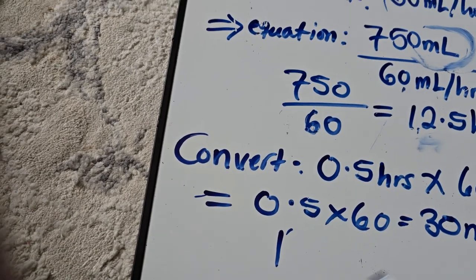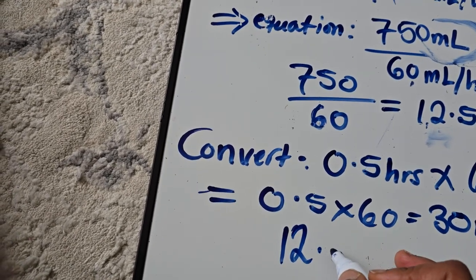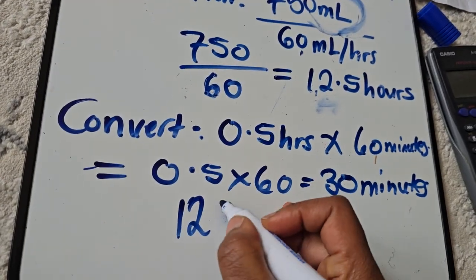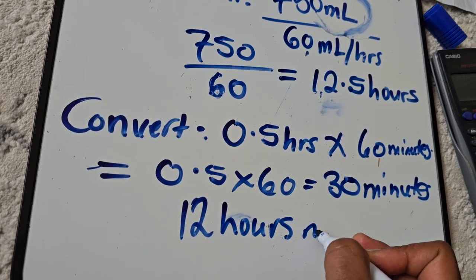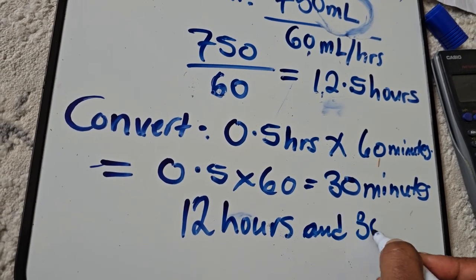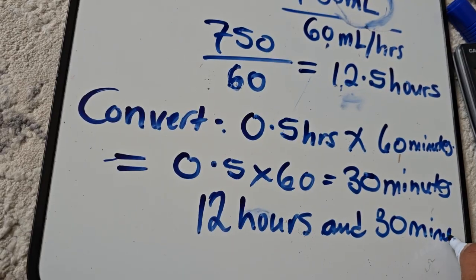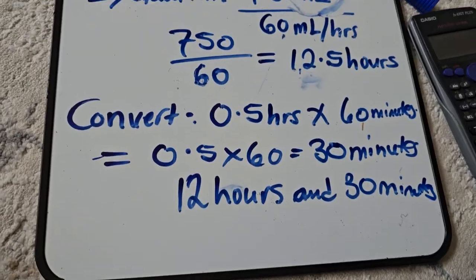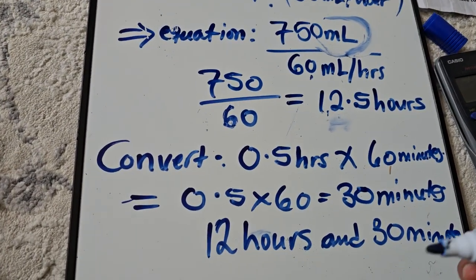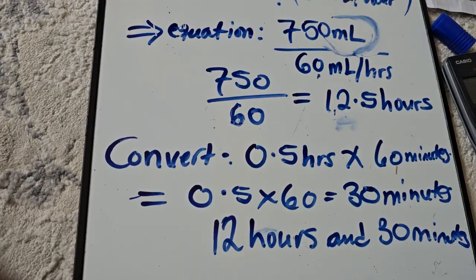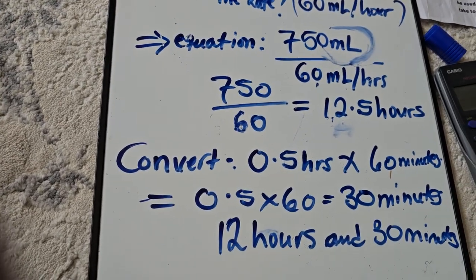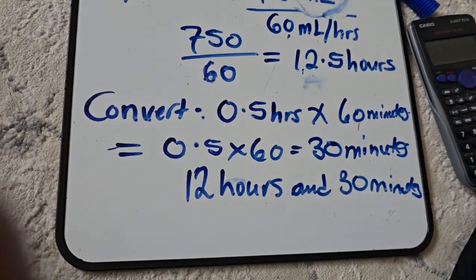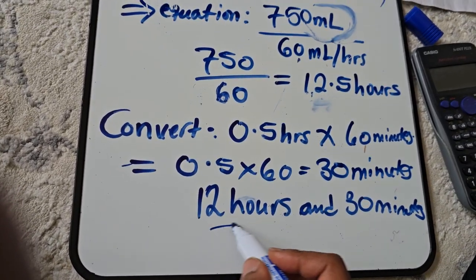There we go. So the total time for the infusion to run is going to be 12 hours and 30 minutes. This is when the machine will alarm us or will tell us that the infusion is completed. So our final time for this is going to be 12 hours and 30 minutes.